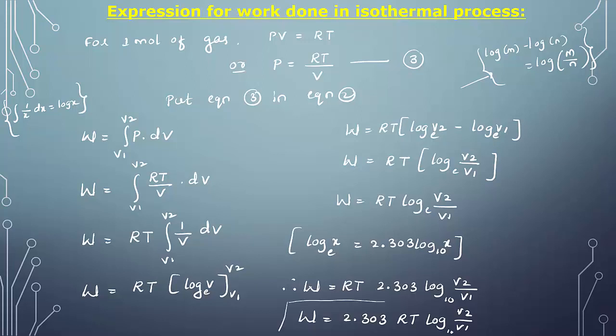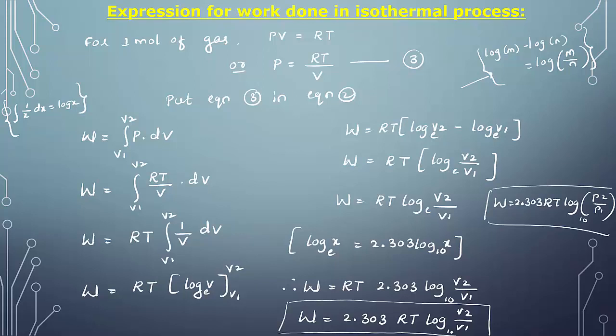So this is the total work done in an isothermal process. What is the final equation? W equal to 2.303 RT log of V2 divided by V1. Similarly for pressure, you can also write the direct equation. W equal to 2.303 RT log of P2 divided by P1 to the base 10. This is for pressure. So this is the total work done in an isothermal process.